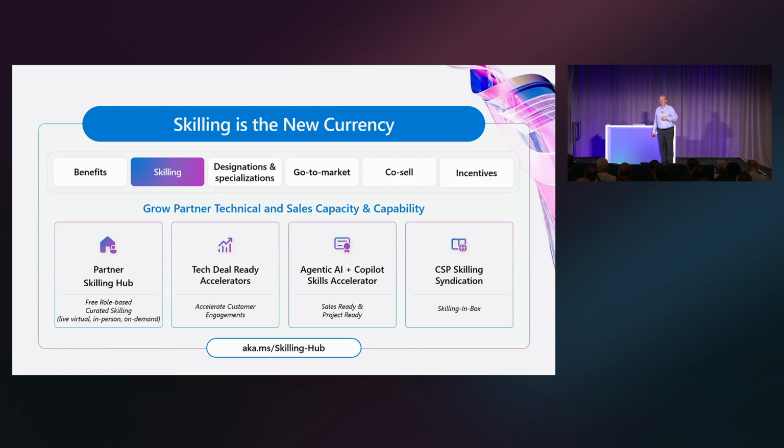And then with CSP skilling syndication, you can now scale skilling across resellers and customers, ensuring everyone is ready for the AI era. Together, these resources accelerate customer engagement and keep your teams ahead. And I will say that over the years, Microsoft has invested very heavily in skilling partners in the enterprise segment, and we're now ramping up that investment for you, our CSP partners.